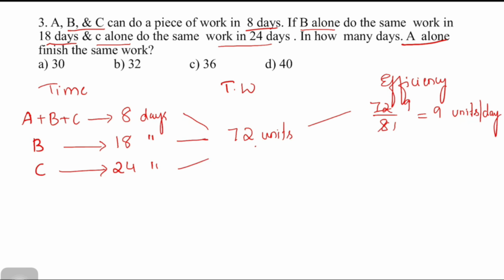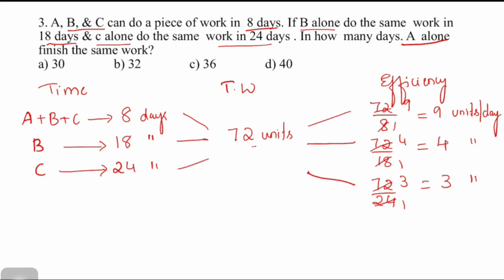Next, the efficiency of B. So B will complete 72 units in 18 days. So in one day how many units will it complete? 72 by 18. 18 ones are 18, fours are 72. So B will complete 4 units per day. Next, efficiency of C. Then C will complete 72 units in 24 days. So in one day how many units will it complete? 72 divided by 24. 24 ones are 24, threes are 72. So in one day 3 units of work C will complete.